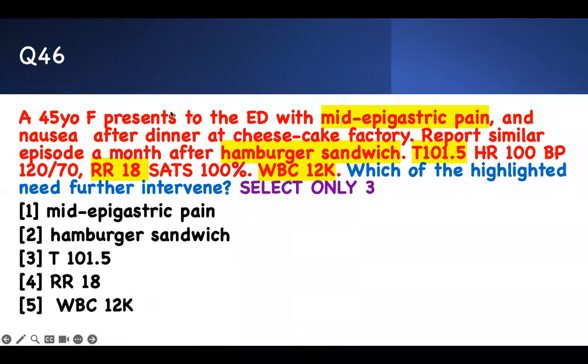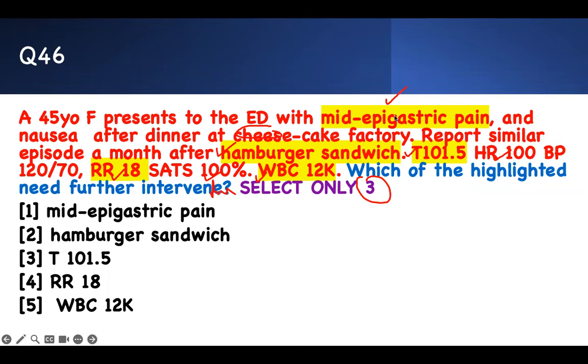Highlighted information, being fancy, right? Select only 3. A 45-year-old female presents to the emergency room with mid-epigastric pain, nausea after eating at the cheese factory. Buzzword. Reports a similar episode a month ago after a hamburger sandwich. Buzzword. Temperature 101, heart rate is this, blood pressure is that, respiratory rate is that, and SaO2 is that. White count is 12,000. Which of the highlighted need further intervention? Need further intervention.